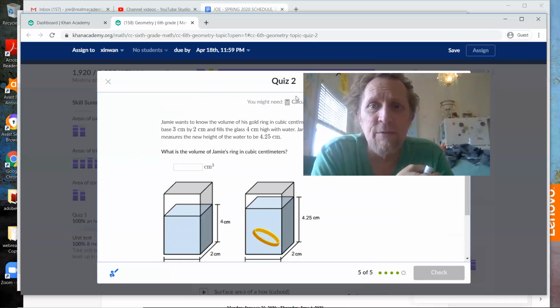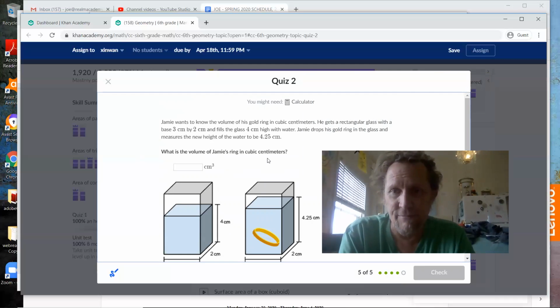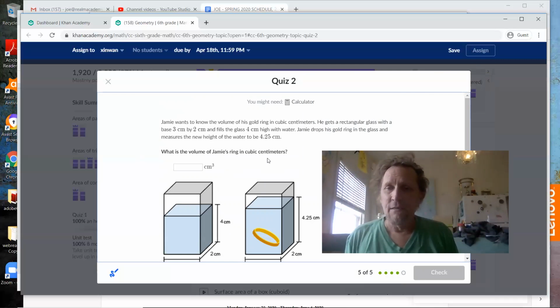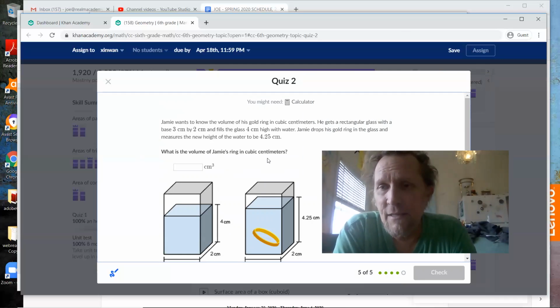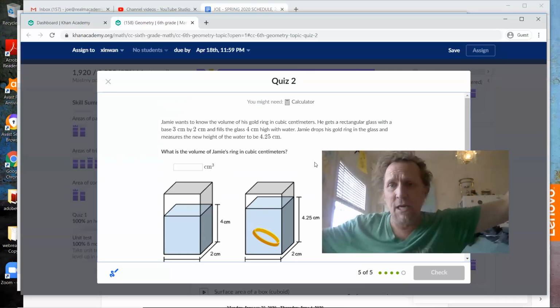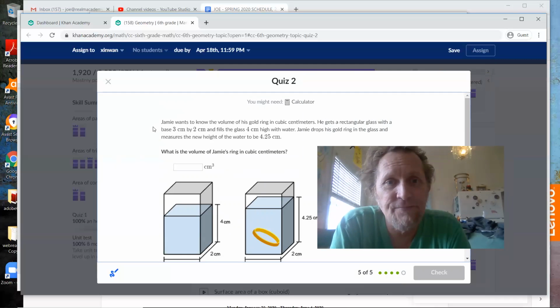Jamie, what does Jamie want to do? I'm gonna go down here. Jamie wants to know the volume of his gold ring in cubic centimeters. This is the old Archimedes story, right? When the guy gets in the bath, displaces a certain amount of water, and Archimedes realizes that that's a way to tell the difference between densities of metals, and you can identify whether something's really gold or fake. Jumps out and says, "Eureka!" and runs down the street, not wearing any clothes, goes into history books. That's the way you get into history books.